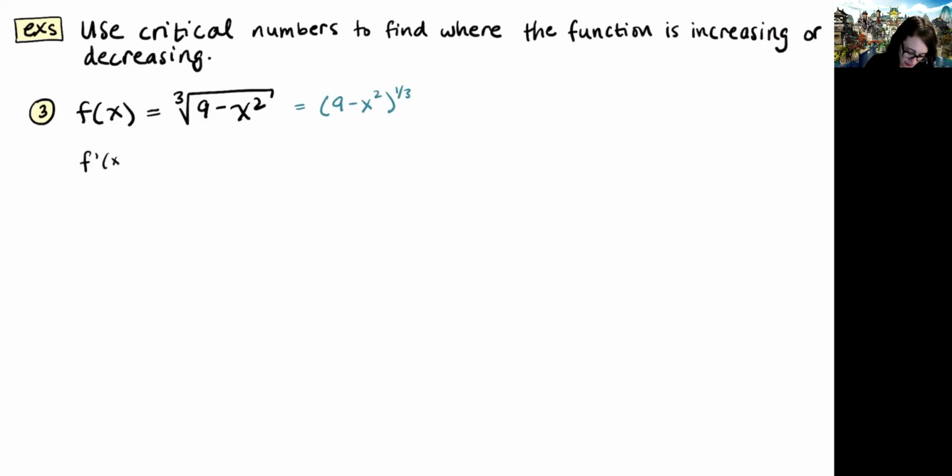So the derivative of this function is going to be, well, we'll bring the 1/3 down in front. We leave the inside the same. Don't forget to subtract 1 from the exponent, so now that'll put us to the negative 2/3. And also don't forget, we've got to multiply by the derivative of the base, or of the inside. So the derivative of 9 minus x squared is negative 2x. So there is the derivative.